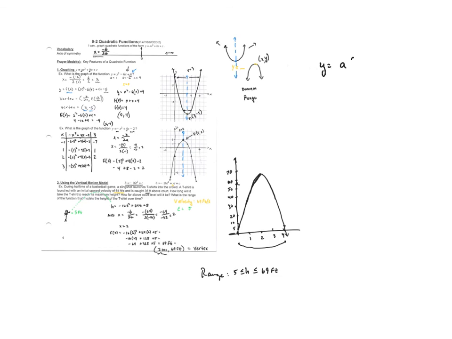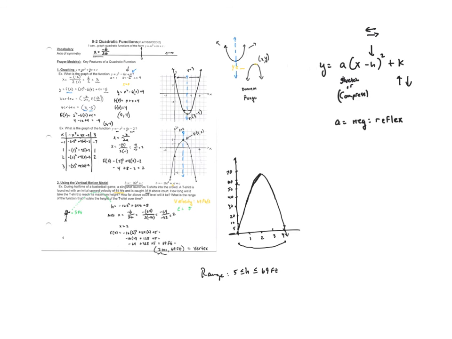y equals a times x minus h squared plus k. And k, we talked about, is what makes a function go up and down. a is what makes it stretch or compress. We're going to find quickly that this h is what moves it left and right. And if a is negative, then it's going to reflect over the x-axis.